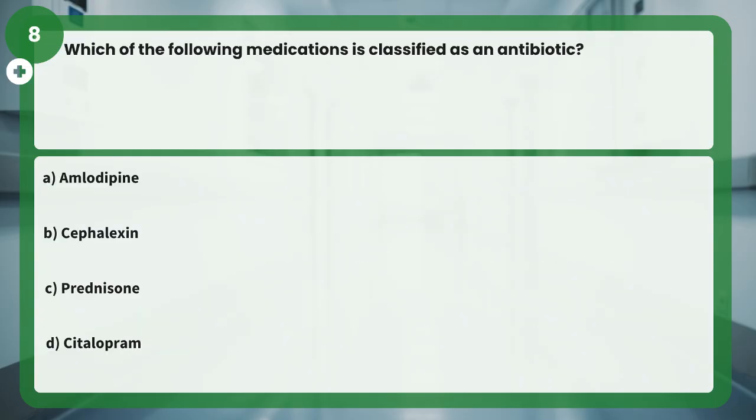Question 8. Which of the following medications is classified as an antibiotic? A. Amlodipine. B. Cephalexin. C. Prednisone. D. Citalopram.